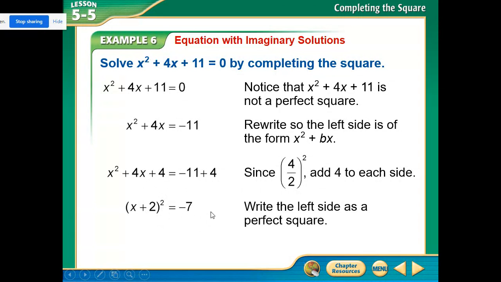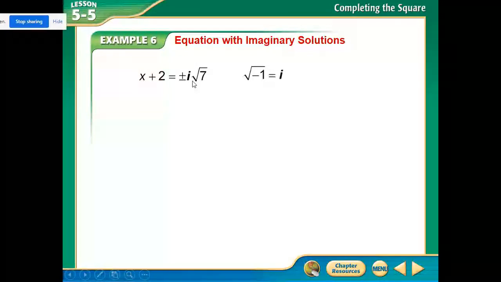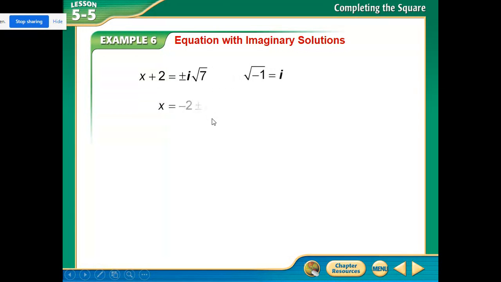This is negative 7. Now if I take the square root here of negative 7, this is why we learned about complex numbers. Because if I take the square root of a negative number, what kind of answer am I going to get? I'm going to get an i. So I have x plus 2 equals plus or minus the square root of negative 7. So that negative 7 becomes i root 7. And then I'm going to subtract the 2 over, minus 2 plus or minus i root 7.